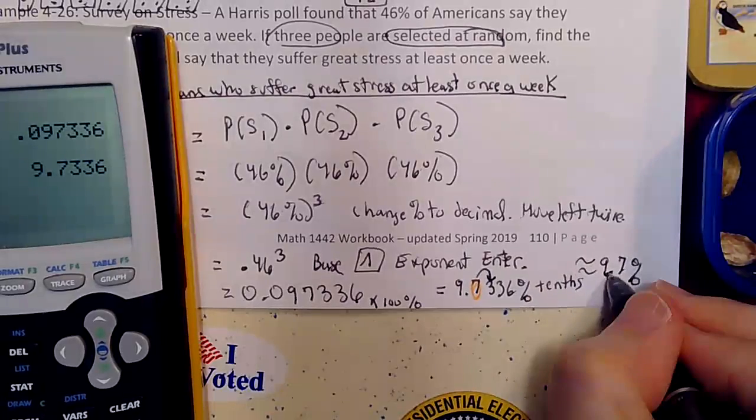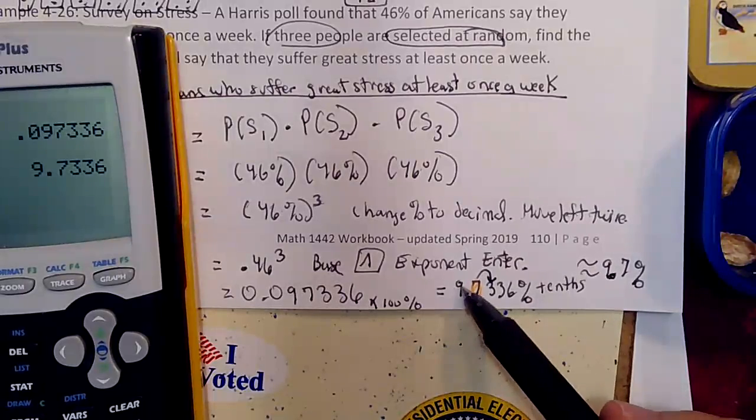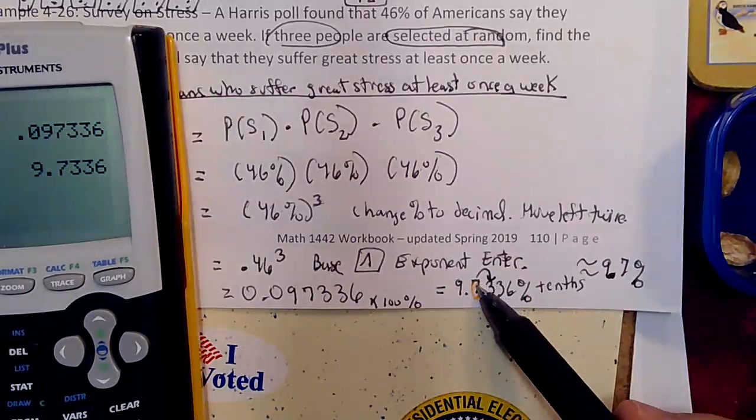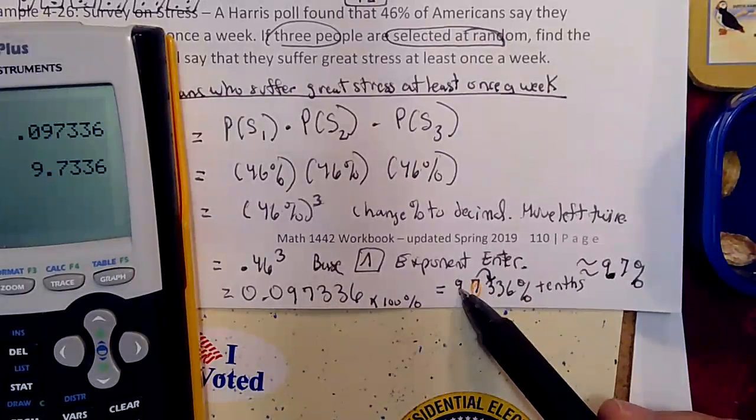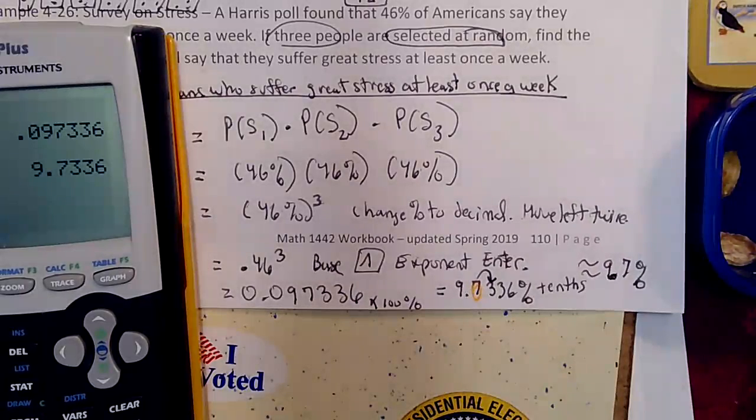But if they ask you to round to the nearest whole number, the nearest percentage, then you highlight the 9 and look at the number to the right. Is that 5 or more? Yes, it is, so you add 1 to the 9. That'd be 10%. So it just depends on the percentage that they want.